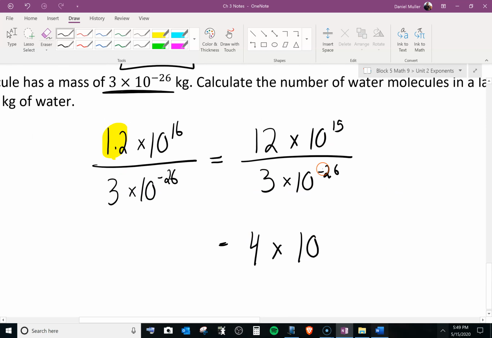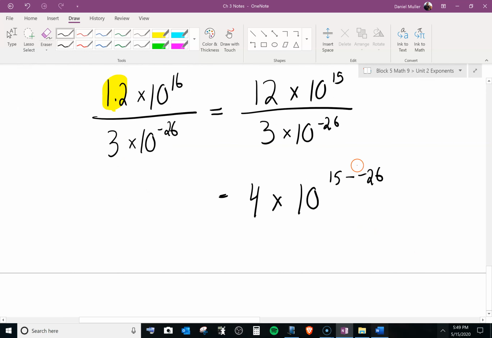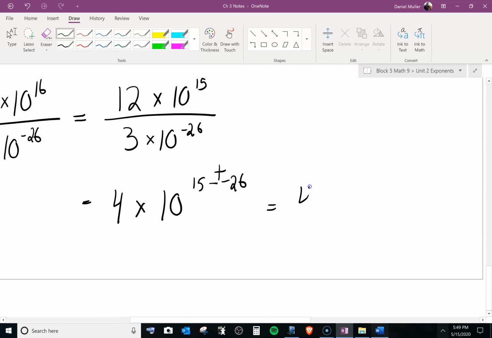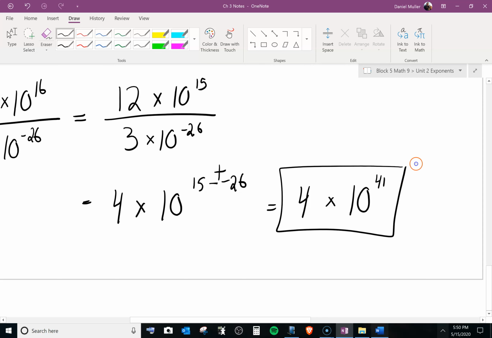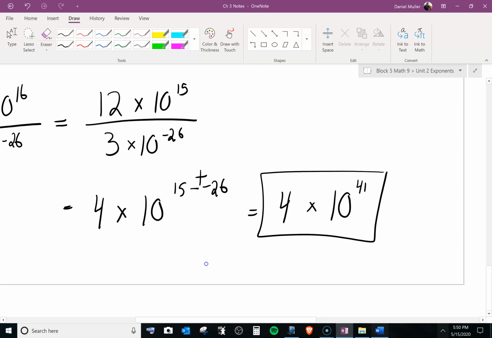And then these are the same base, so 15 subtract negative 26. Now, whenever you subtract a negative, that's the same thing as adding. So I get 4 times 10 to the 15 plus 26: 10, 20, 30, 41. So this is huge. This is a giant number. Look at that. It's a positive number, and it's 41. It's way bigger than anything else. So we can fit 4 times 10 to the 41 molecules.